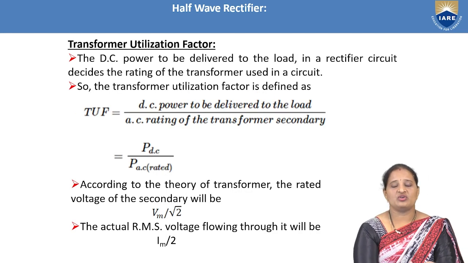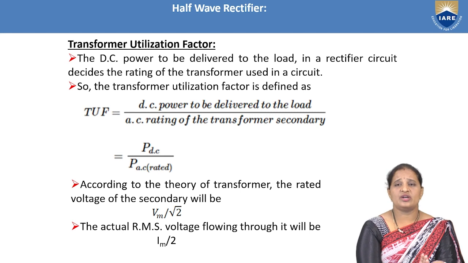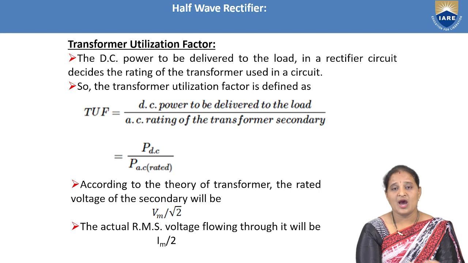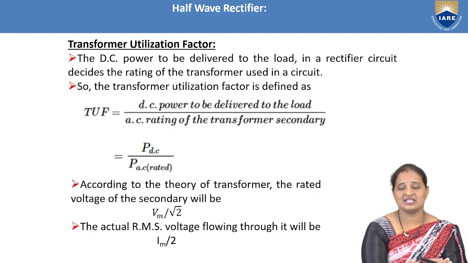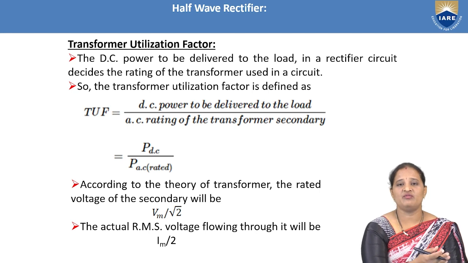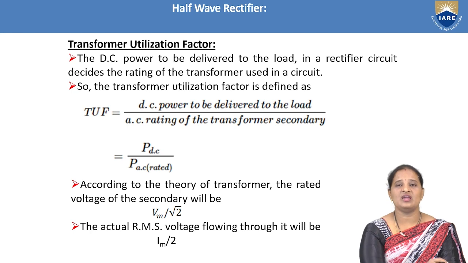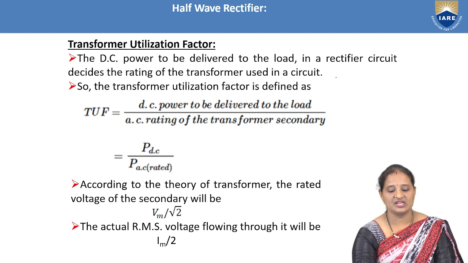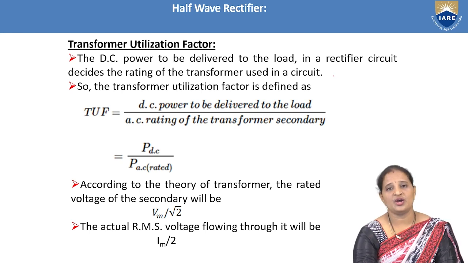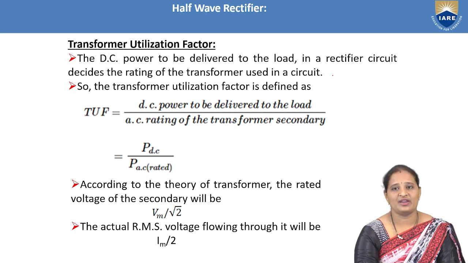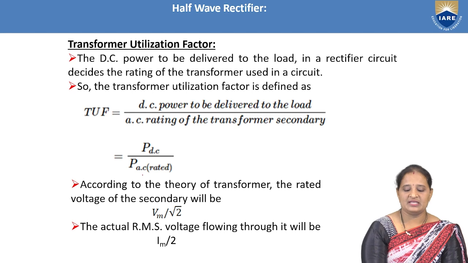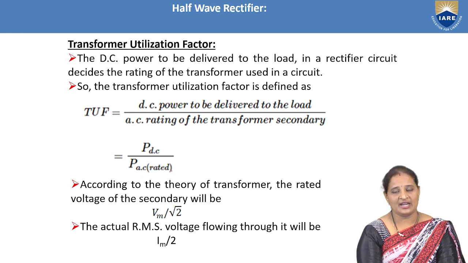Next, coming to the transformer utilization factor. Transformer utilization factor means, as a transformer is providing some AC supply, how much AC power is going to be utilized while it is being converted into DC output power. That is defined by the transformer utilization factor. Basically it is defined as the ratio of DC power delivered to the load to the AC rating of the transformer secondary winding. So that is PDC divided by PAC rated.